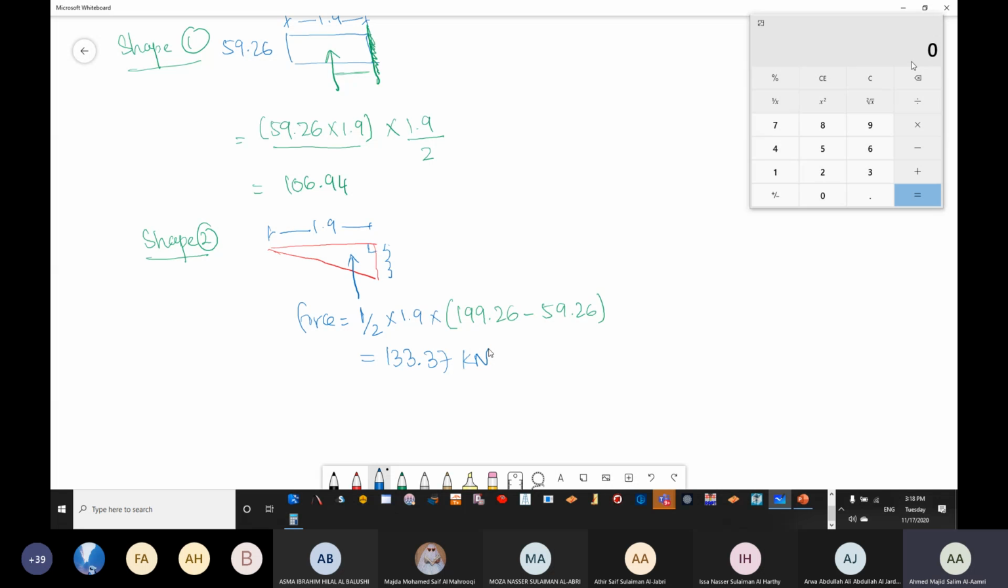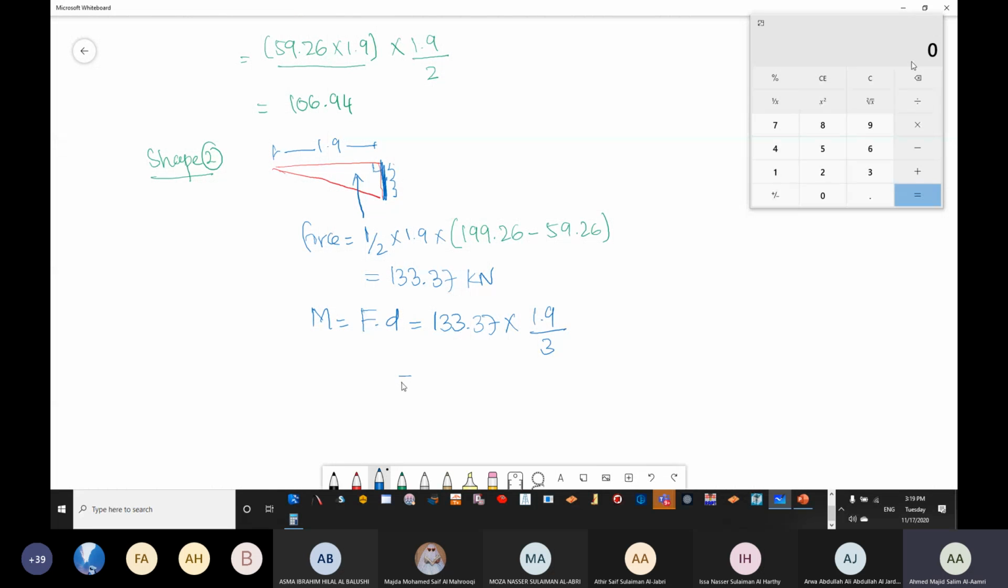Now to find the moment. Moment is equal to force multiplied by distance. The force now is 133 or 133.37, what you said, multiplied by the distance. Now what's the distance between the force to the section of moment? The distance is going to be L over 3. That is going to be 1.9 divided by 3. Can you give me this value?